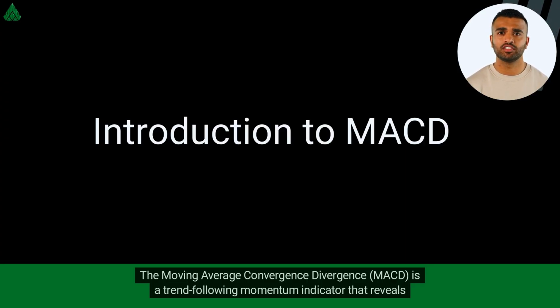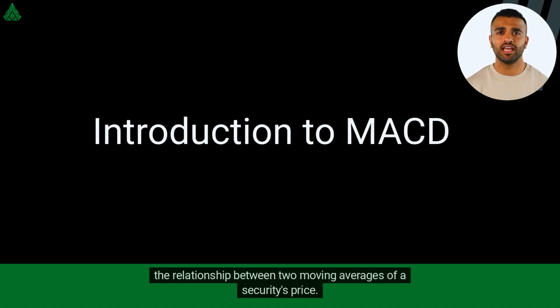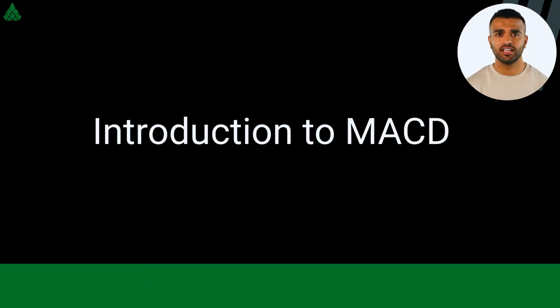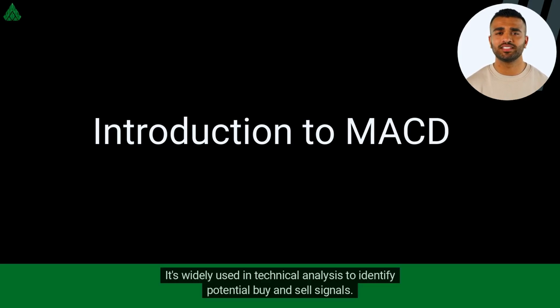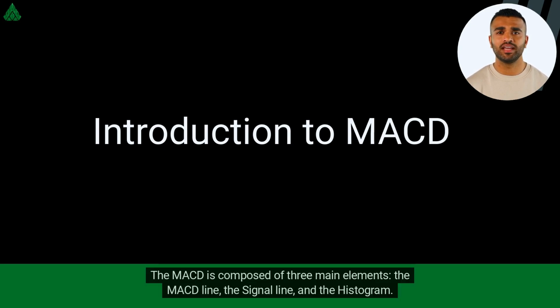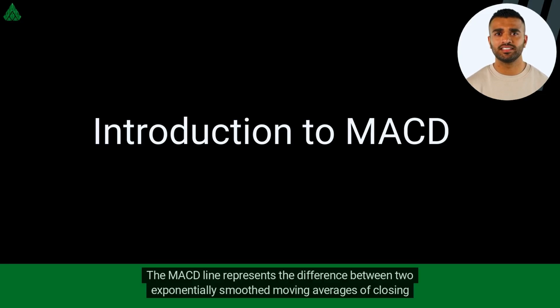The Moving Average Convergence Divergence, MACD, is a trend-following momentum indicator that reveals the relationship between two moving averages of a security's price. It's widely used in technical analysis to identify potential buy and sell signals. The MACD is composed of three main elements: the MACD line, the signal line, and the histogram. The MACD line represents the difference between two exponentially smoothed moving averages of closing prices.